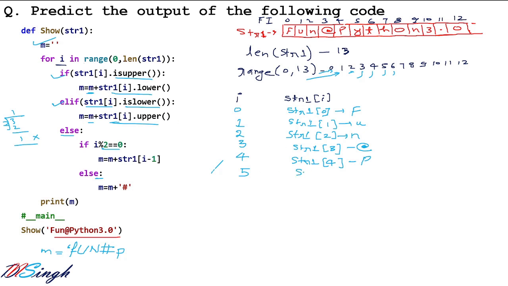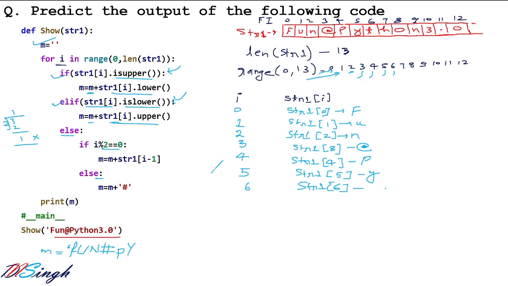At index 5, str1 of 5, what will you get? Small y. That will be converted into capital case, because all the small letters will match the elif case, all the capital letters will match the if case, and if it is not a letter, then it will go to the else part. Here if the index is even, then the value at the previous index will be added, otherwise hash will be added. So this is the code overview. Then y will be made into capital and then concatenated. At index 6, str1 of 6.